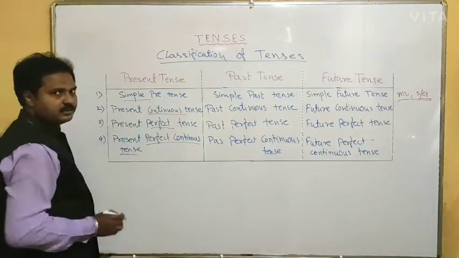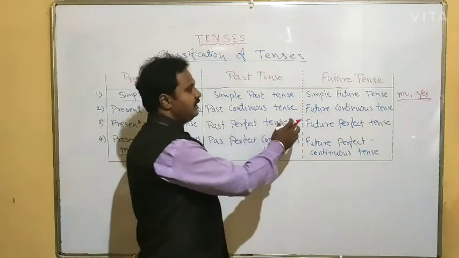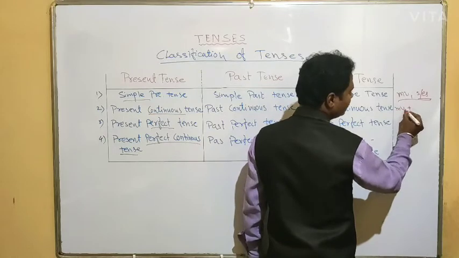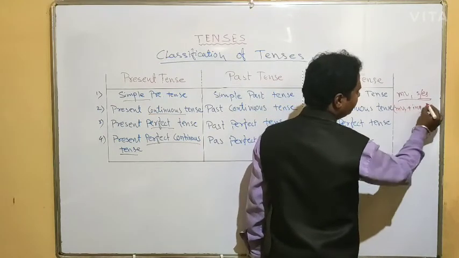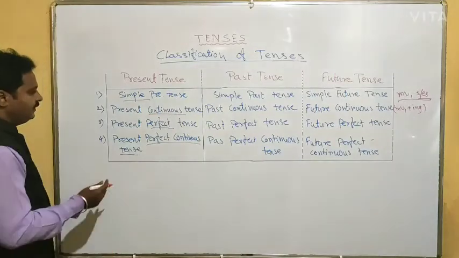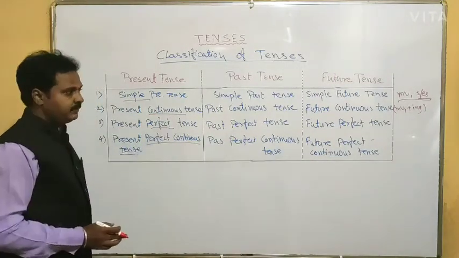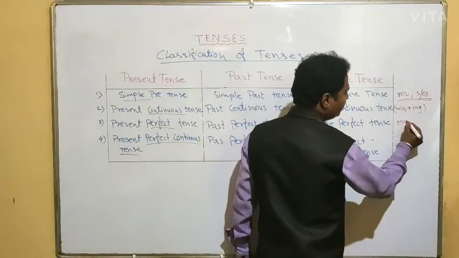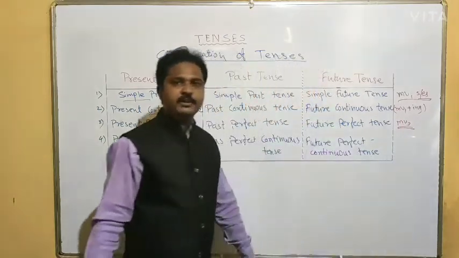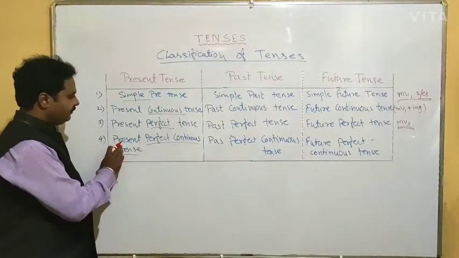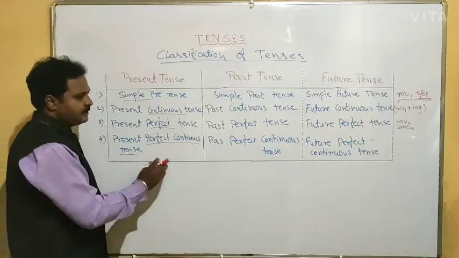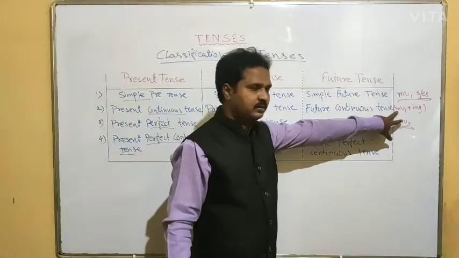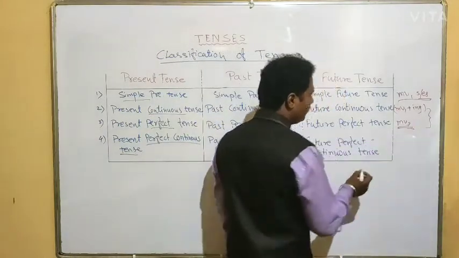Then present continuous tense, past continuous tense and future continuous tense. Here we use main verb first plus ing form while writing this one. Then present perfect tense, past perfect tense and future perfect tense. Here we use main verb's third form. And in the last one, that is present perfect continuous tense, past perfect continuous tense and future perfect continuous tense. Here we use both, because continuous tense is there.